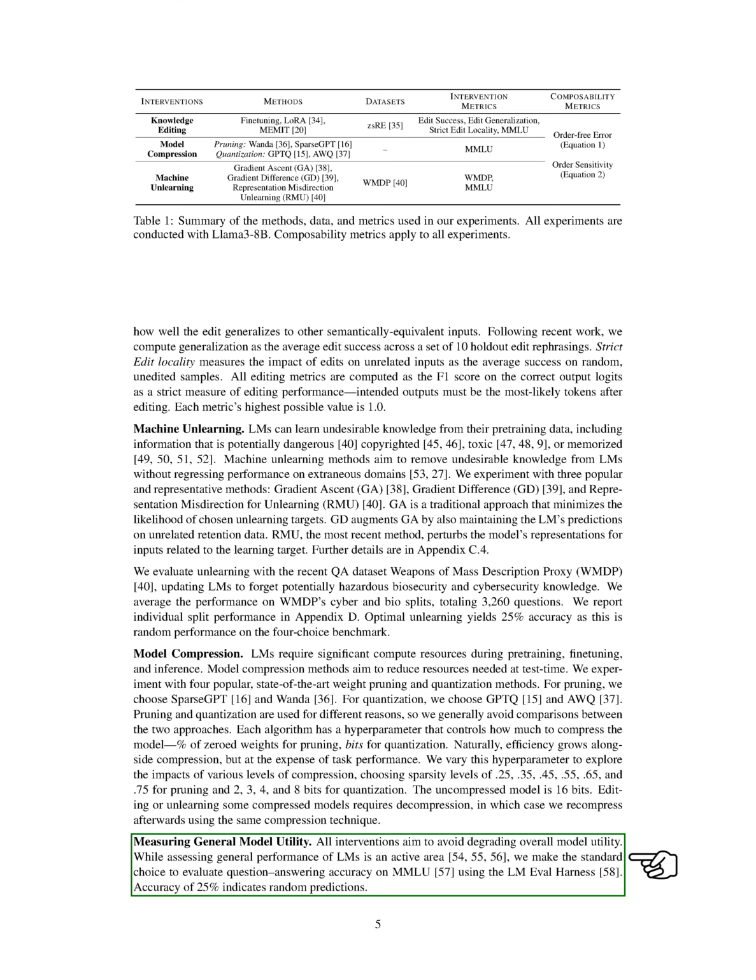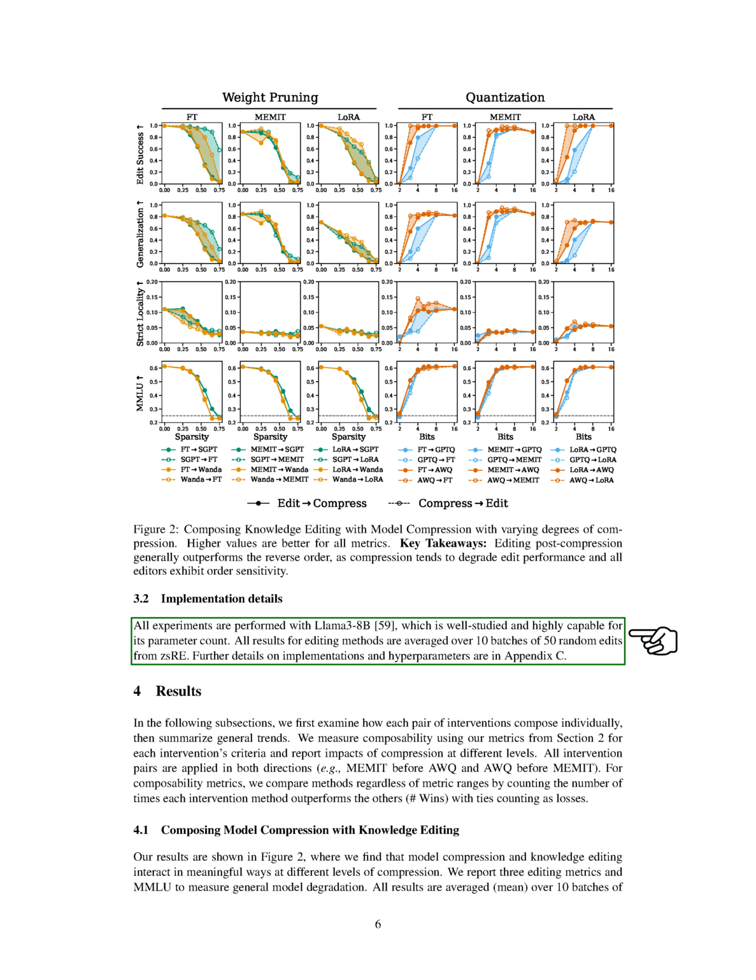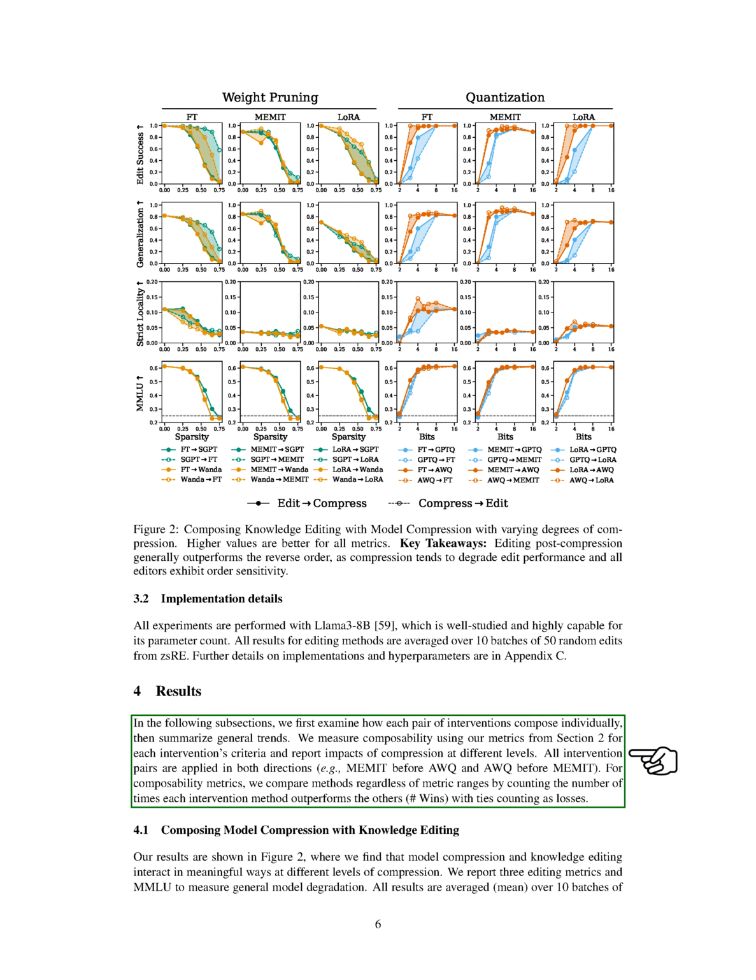Section: Implementation Details. In this section, we conducted experiments using the Llama 3-8B model, which is known for its efficiency. We tested various editing methods over multiple batches of random edits. The details of our implementations and hyperparameters can be found in the appendix. We first analyzed how each intervention works on its own and then looked at the overall trends. We used metrics to measure how well interventions can be combined and assess the impact of compression at different levels.